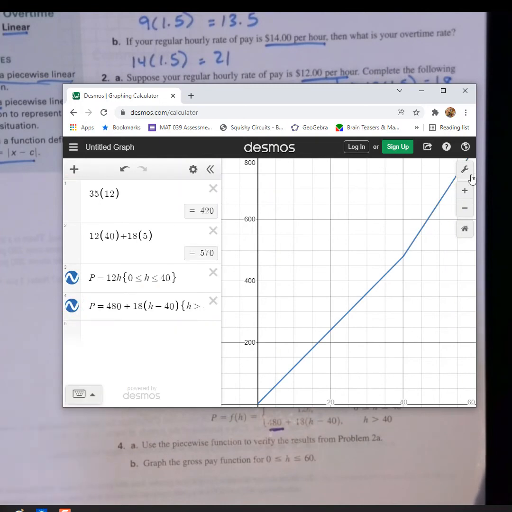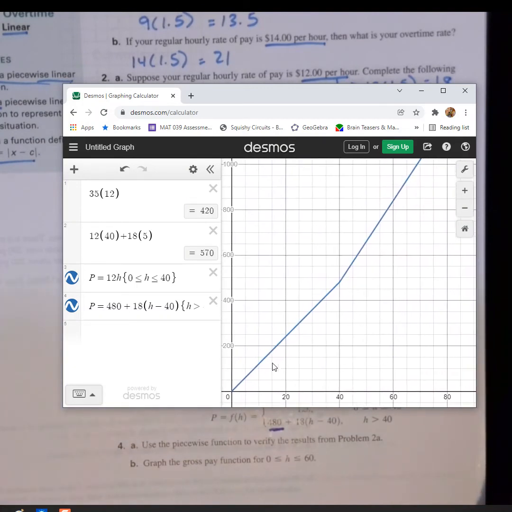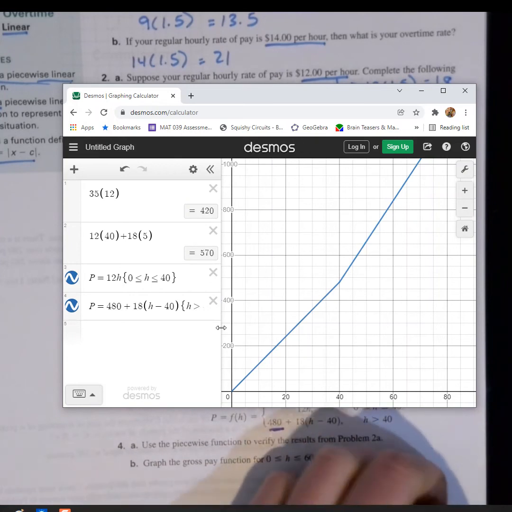I made them both blue, but they're both the same color regardless, so that they together form this piecewise function. Now I can zoom out. So I see that I have a slope of 12, and then over here the slope gets steeper, a slope of 18, and I'm meeting right here at that 40 point where they switch from one pay rate to the next pay rate. Okay, so that's what our function looks like.